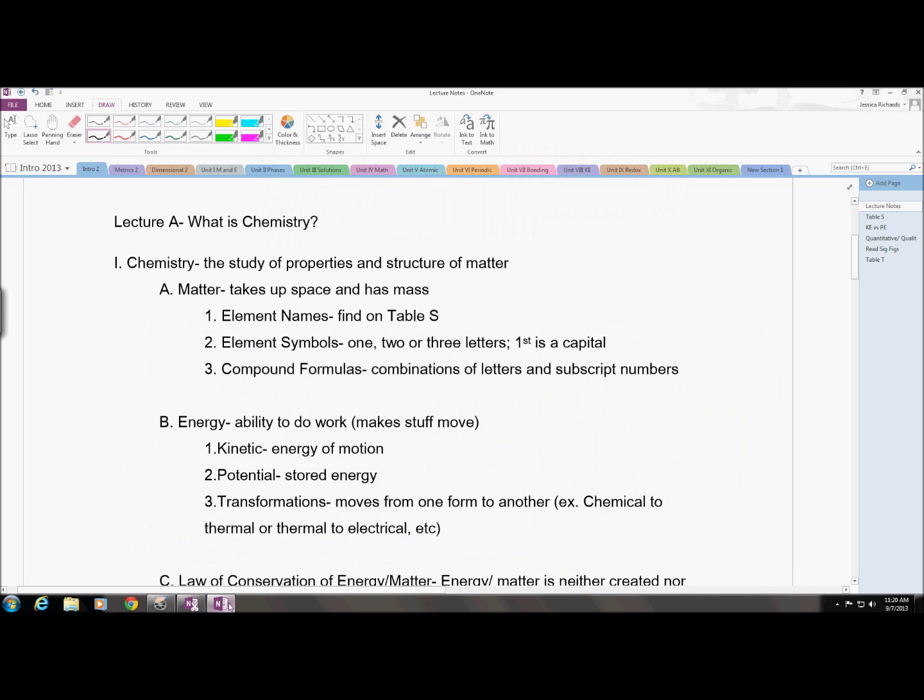So we'll get started. What is chemistry? Chemistry is the study of the properties and structure of matter. So first we should probably talk about what matter is. Matter is anything that has mass and takes up space. Has mass, takes up space. That's pretty much everything around you.